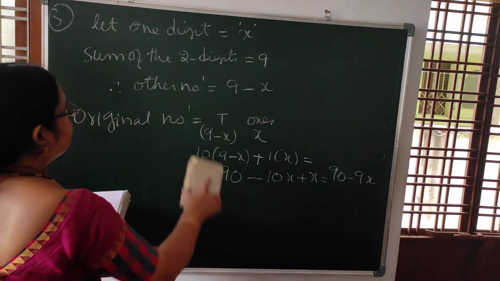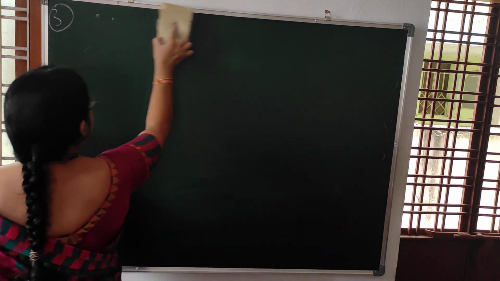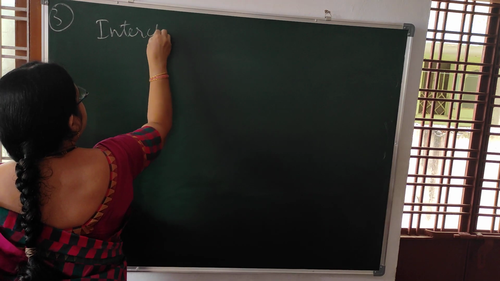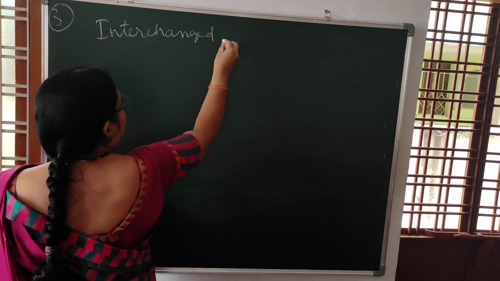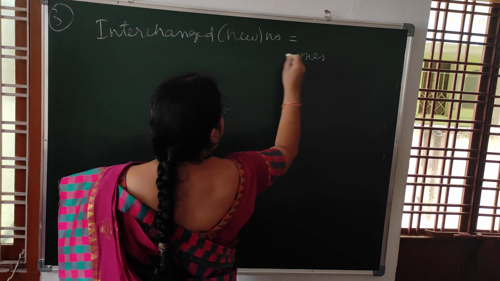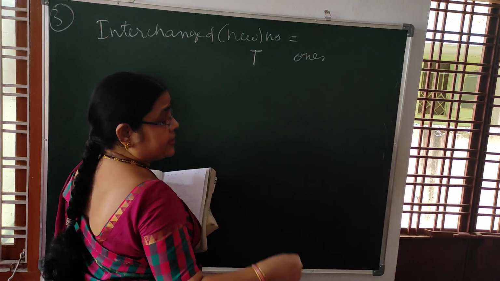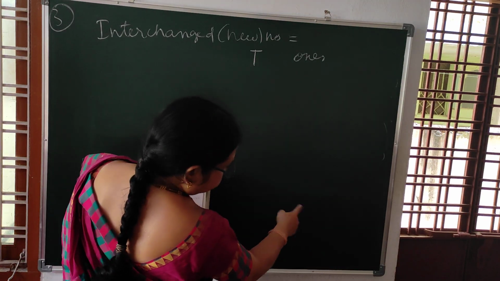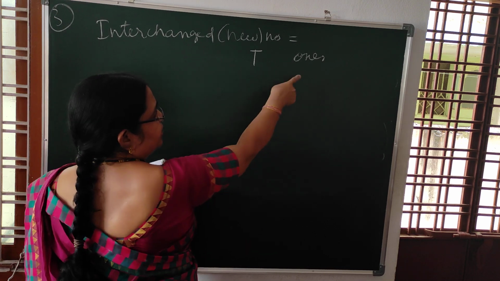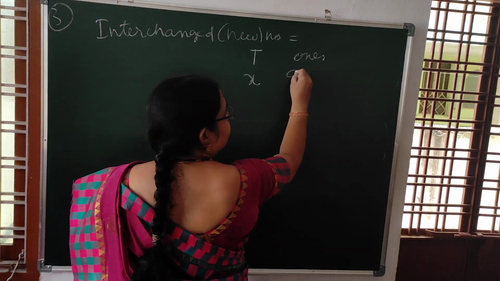When you interchange the digits, what happens? Now in the beginning we have taken the ones place digit as x. Now you are going to find the interchanged or new number. How do you get it? Ones place, tens place. In the original number, x is in the ones place. So it is in the ones place. Now you have to interchange. So the ones place becomes the tens place and the tens place becomes the ones place.